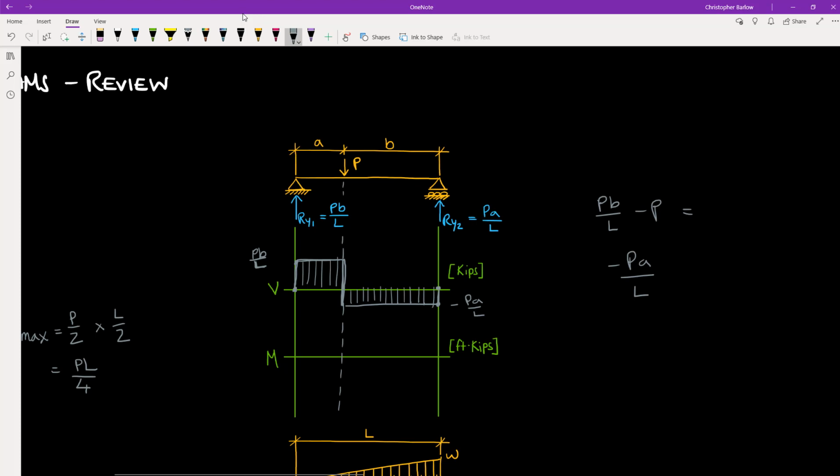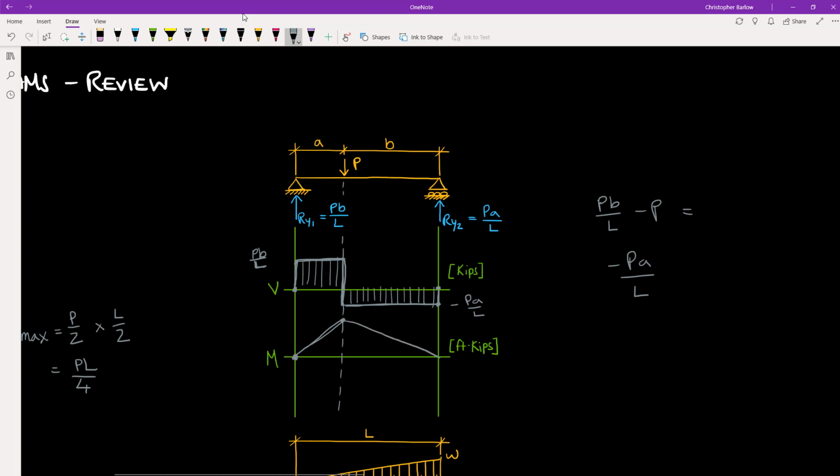As before, we know that our moment is going to start at 0 and it's going to increase at a relatively faster pace, or a steeper slope, than it will decrease once we have passed our point load P. And that's because the magnitude Pb over L is larger than the magnitude Pa over L. And so the slope here will be greater on this side, and then the slope will be lesser on this side.